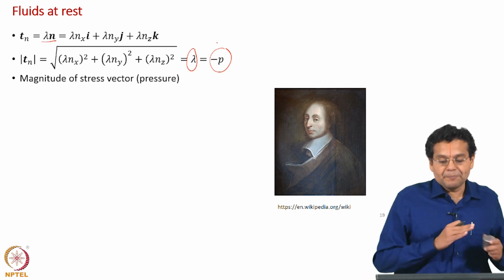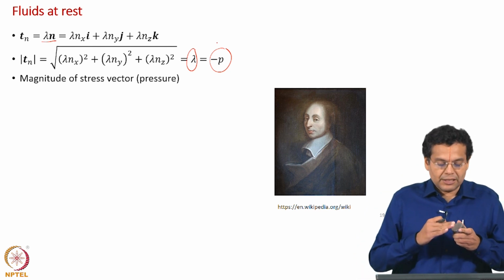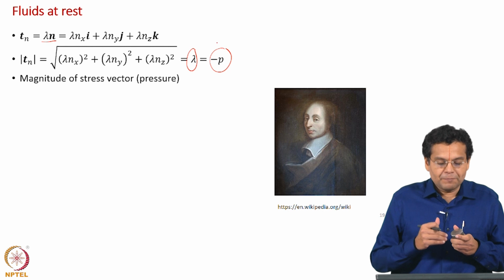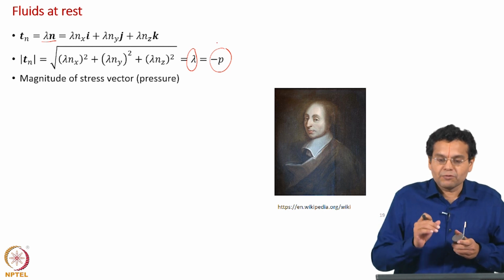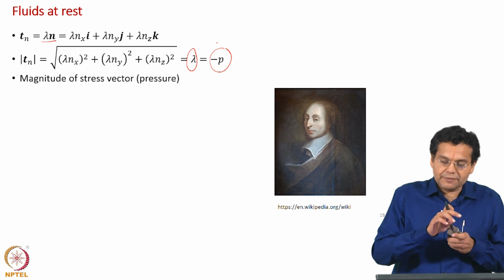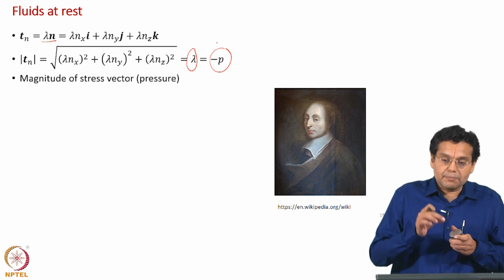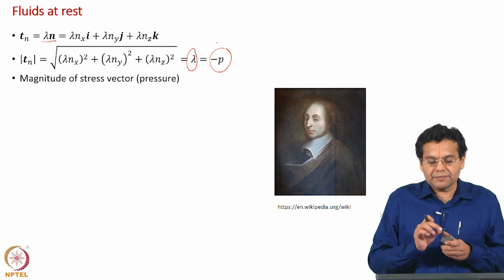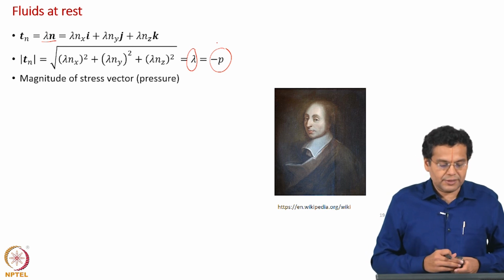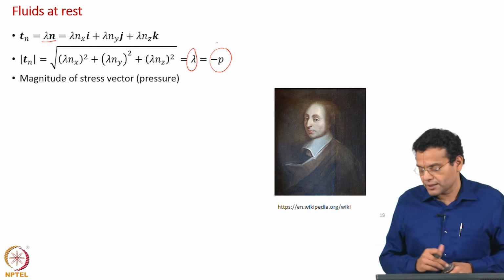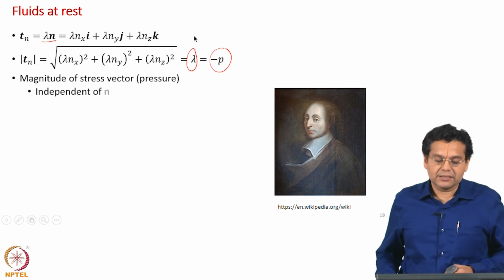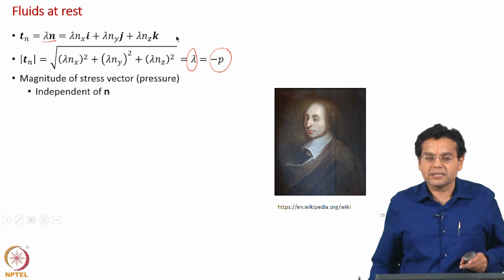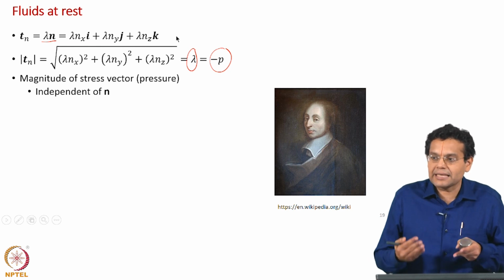Imagine this to be a fluid object, you have a surface in the fluid. What we are saying, the stress under rest condition, is that you have a stress vector acting, and then the magnitude of that stress vector is the pressure, of course the negative sign. But what is more important observation is that right hand side does not depend on n, does not depend on the components nx, ny, nz.